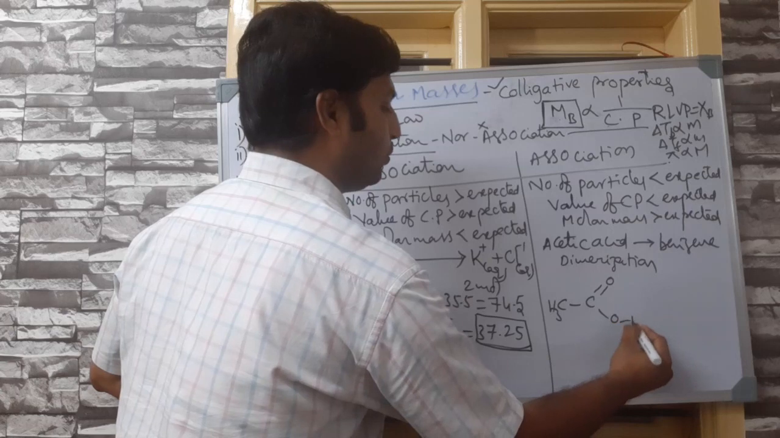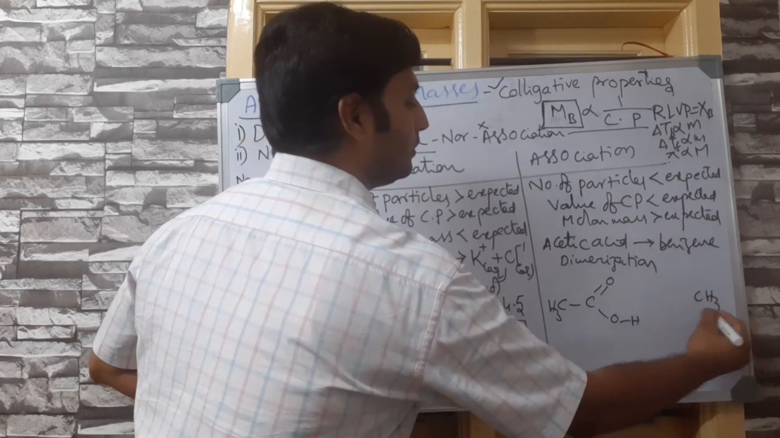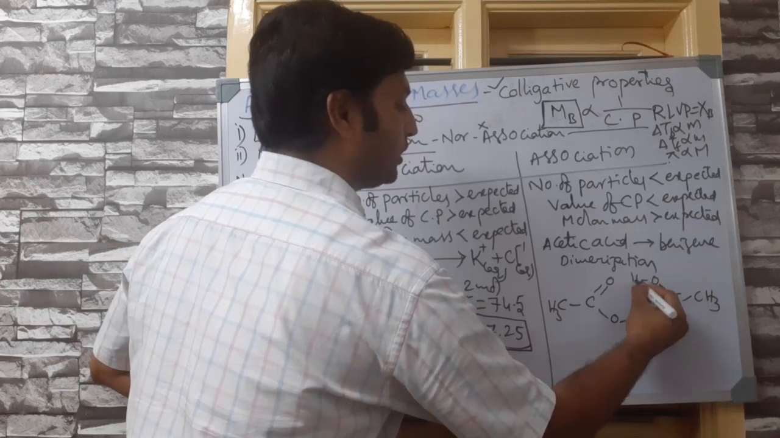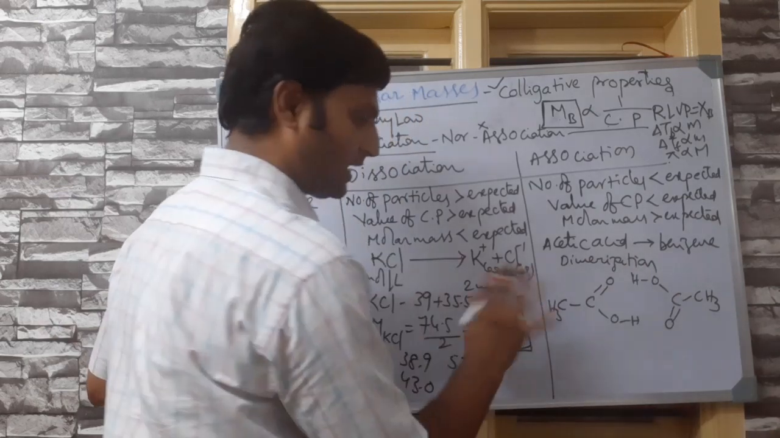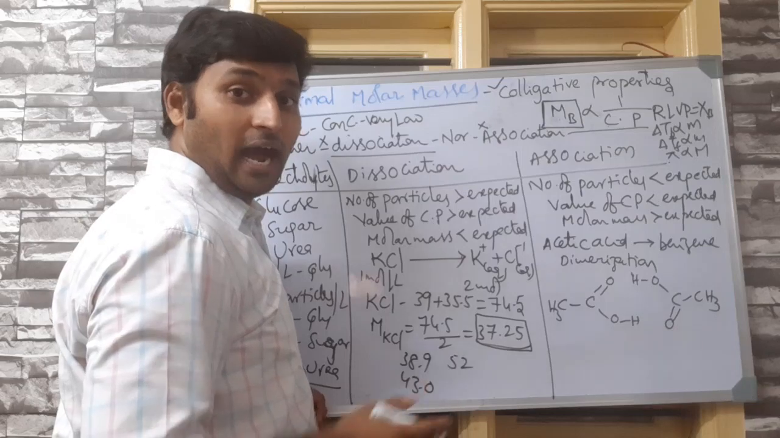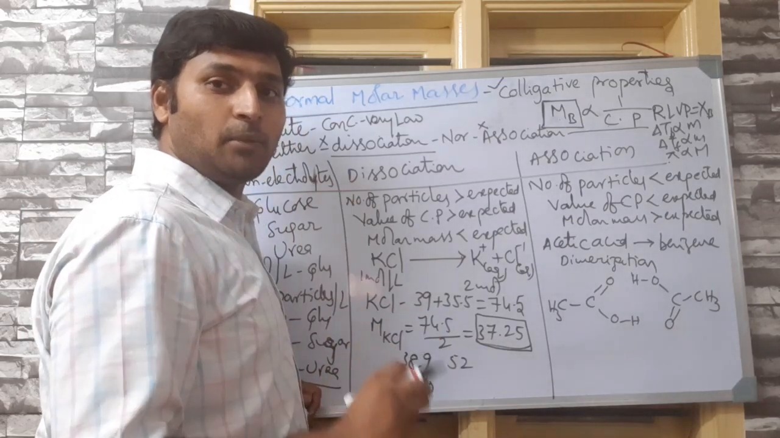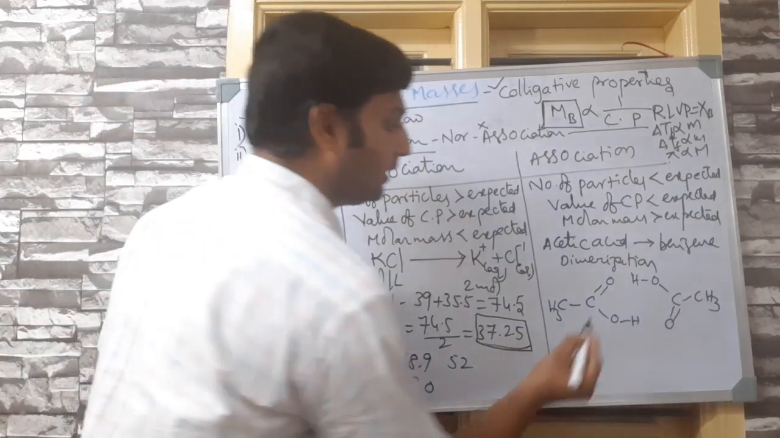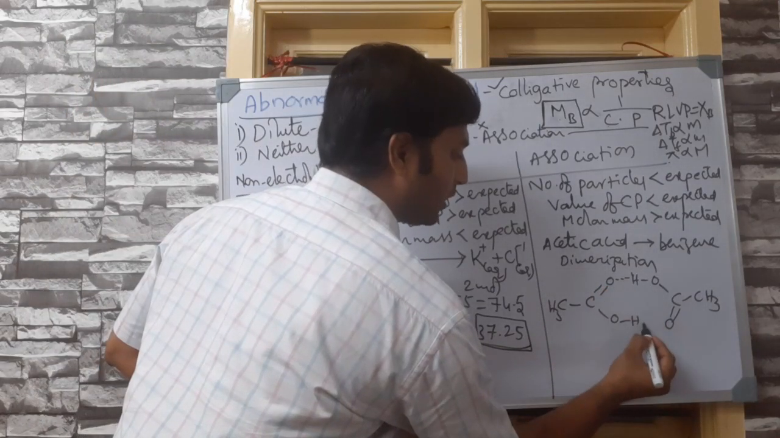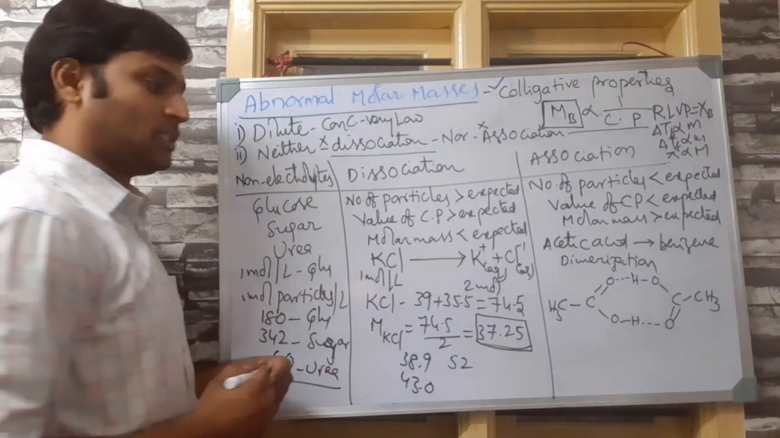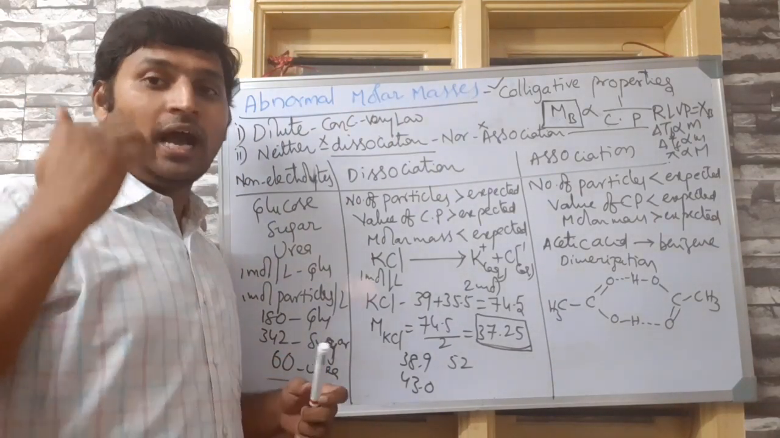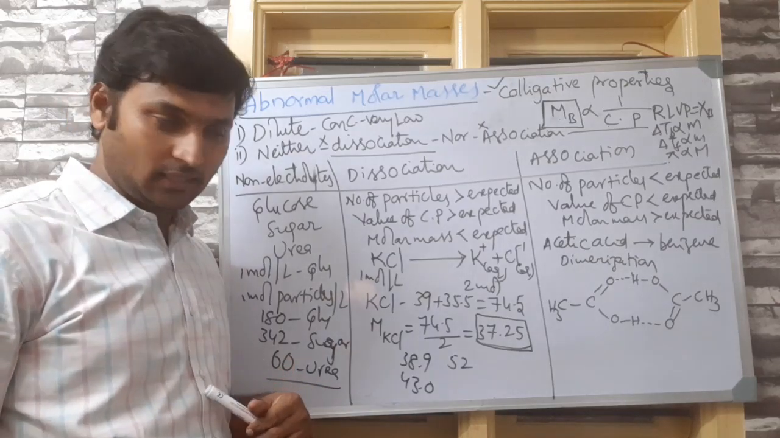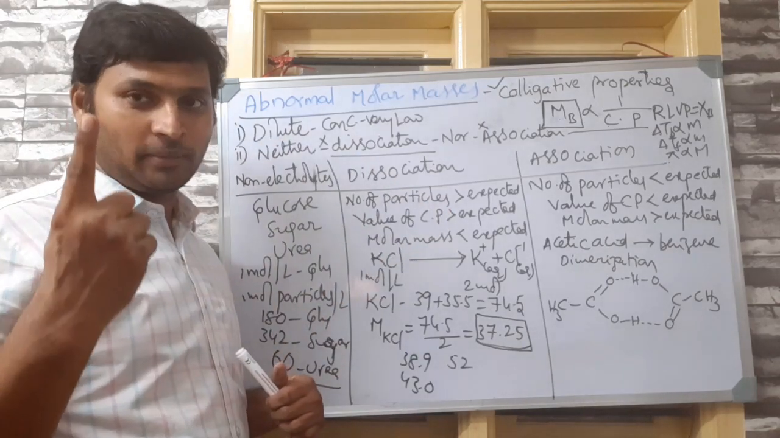CH3C double bond OOH, CH3C double bond OOH. I took the 2 particles of acetic acid in a convenient orientation to show you. And again, for this dimerization, intermolecular hydrogen bonding is the responsible factor. So there will be intermolecular hydrogen bonding between electropositive hydrogen of one acetic acid molecule and electronegative carbonyl oxygen of the other. As a result, two molecules are becoming one.